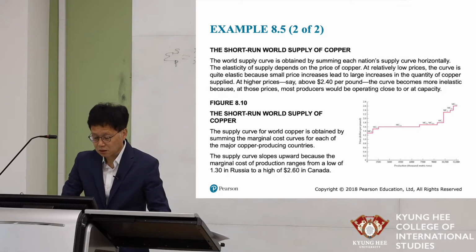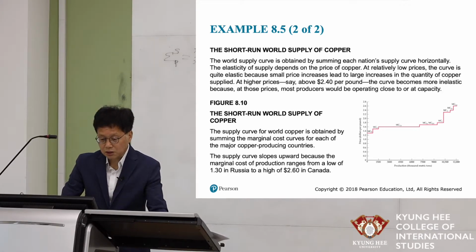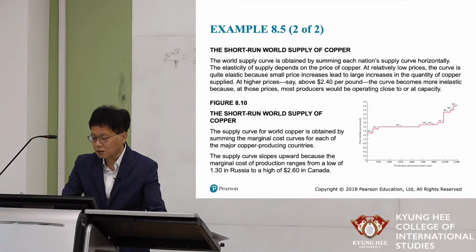That is slide number 19. The world supply curve is obtained by summing each nation's supply curve horizontally. The elasticity of supply depends on the price of copper. At relatively low prices, the curve is quite elastic, because a small price increase leads to a large increase in the quantity of copper supplied.